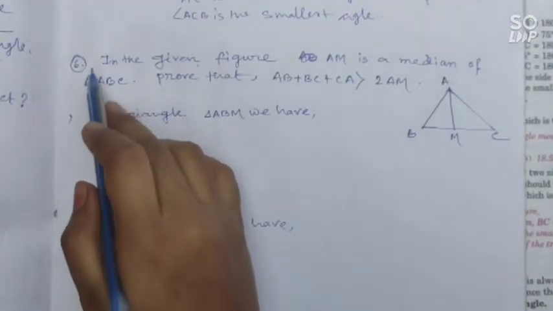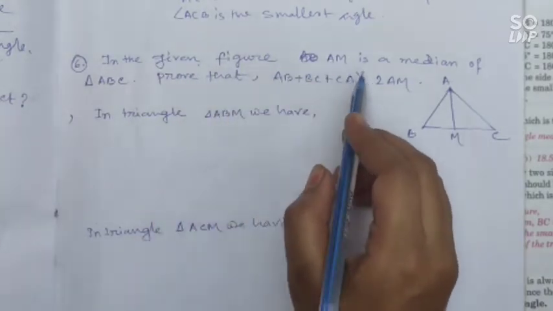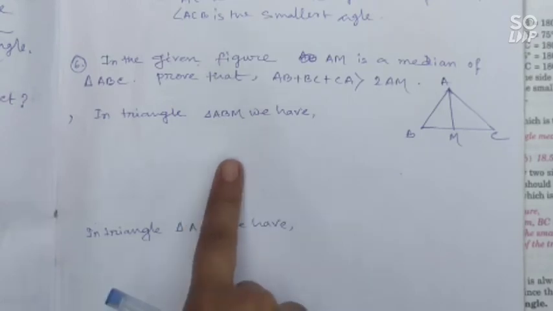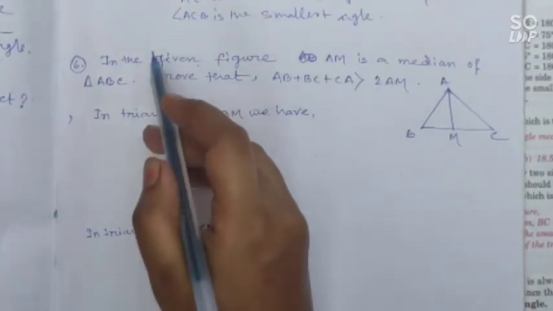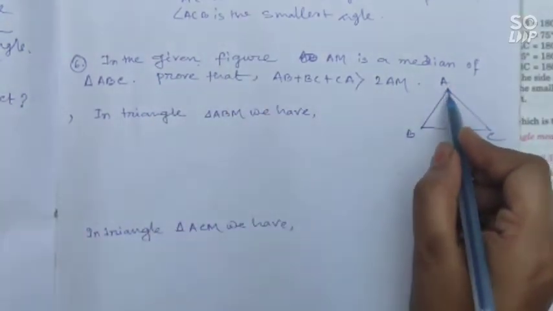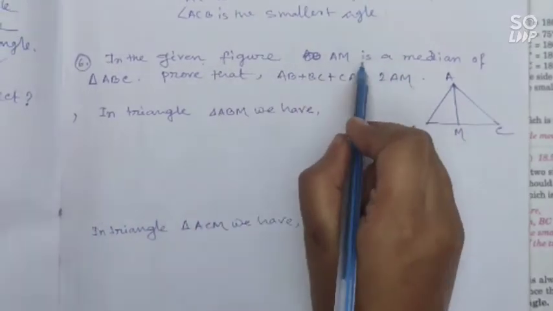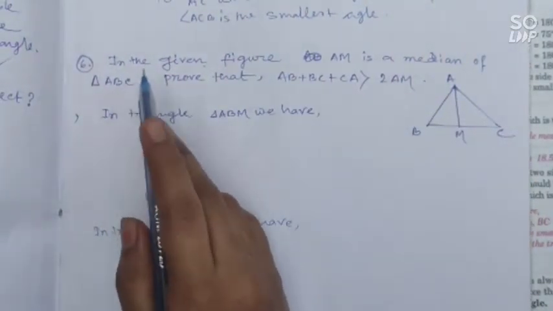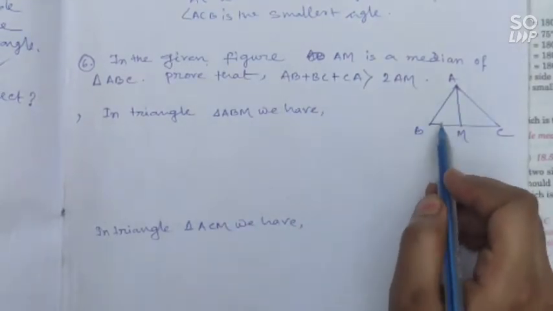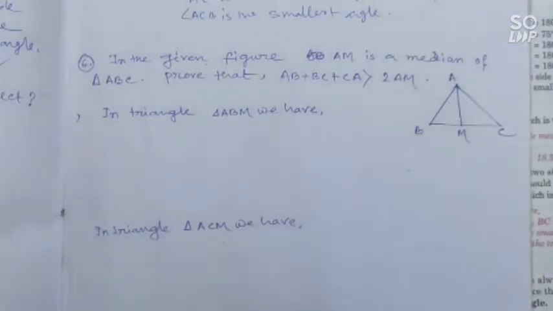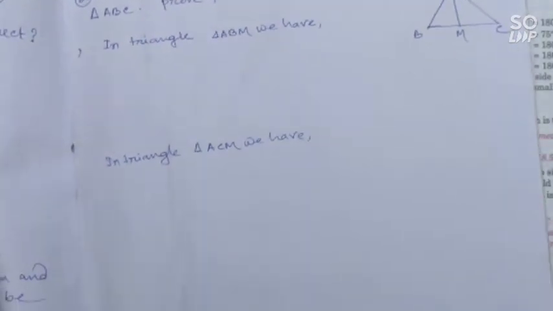Next, question number 6. In the given figure, AM is a median. This is a very important question and you have to understand this. In the given figure, AM is median of triangle ABC. In your previous class, you have learned what a median is. Prove that AB plus BC plus CA is greater than 2AM. How can you prove this?